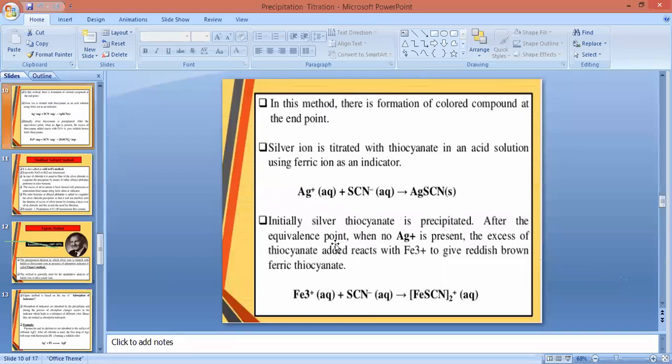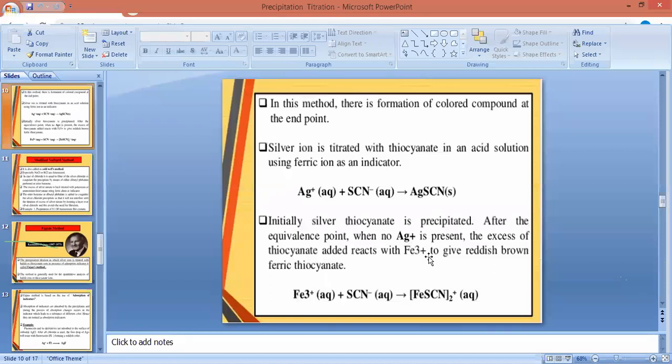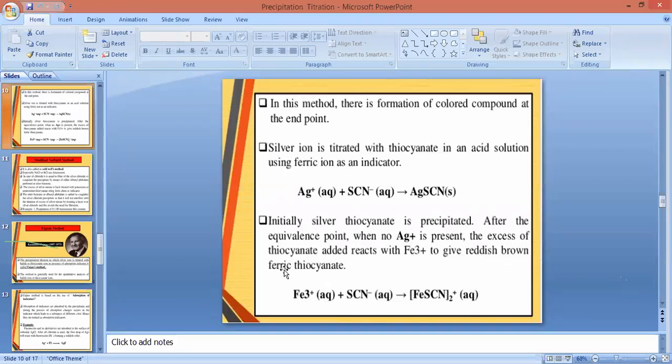And after the equivalence point, when all of the Ag has been consumed by thiocyanate, when no Ag is present in the conical flask, the excess of thiocyanate, which we add from the burette to the contents in the conical flask, will react with the ferric ion, that is the indicator, to give reddish brown ferric thiocyanate complex. So that will be the end point of titration in Volhard's method of analysis.